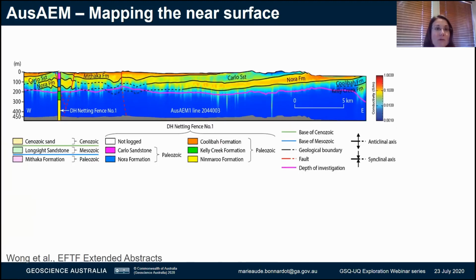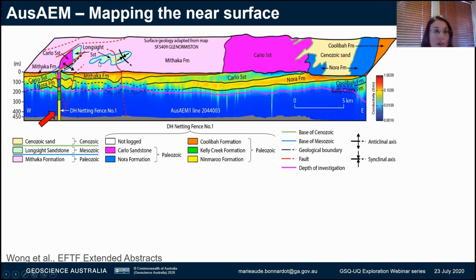Now, if we have a look at one line in more detail, you can see lateral and depth variations of the electrical conductivity. Because the flight lines were diverted to intersect locations of drill holes, we were able to correlate these conductivity changes with the stratigraphy from drill holes and from the surface geology. And the pink line here represents the limit of interpretation that goes down to about 200 to 300 meters.